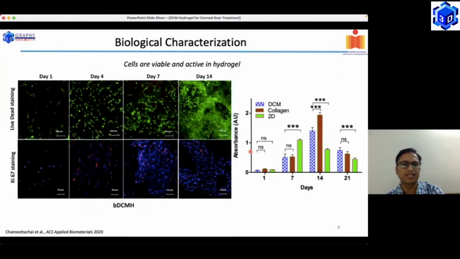Then we have done a series of biological characterizations, like cell viability. Here all the green dots are the live cells, and there are some red dots, those are the dead cells. We have seen that more than 80 to 85% of cells are viable over a period of 14 days. We also did Ki67 staining, so we can understand which cells are proliferating. We found that at the beginning, at day 4, the cells are mostly proliferating, but over time, at 14 days, the cells are not proliferating, and that is typically the behavior of keratocytes. These are human keratocytes that we have isolated and cultured on the hydrogel.